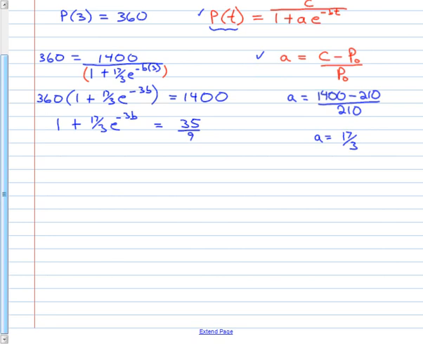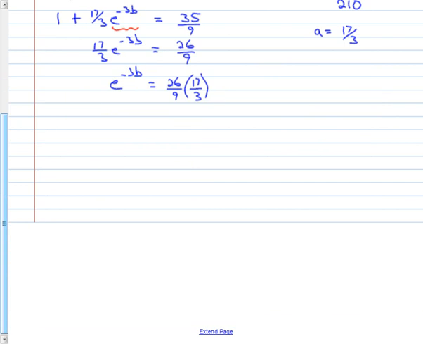Okay, I need to try to isolate this exponential right there. So first I need to subtract 1. 17/3 e to the negative 3b equals 35/9 minus 1, which is 9/9. 35/9 minus 9/9 is 26/9. I'm going to get rid of that 17/3 by multiplying by the reciprocal. e to the negative 3b will equal 26/9 times 3/17. Whoops, the reciprocal, 3/17.